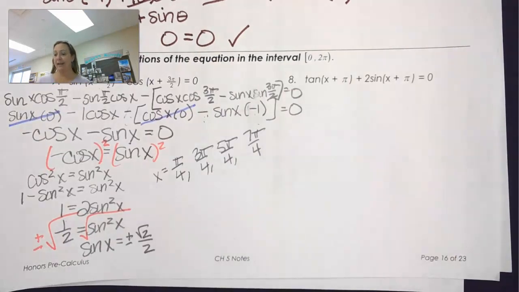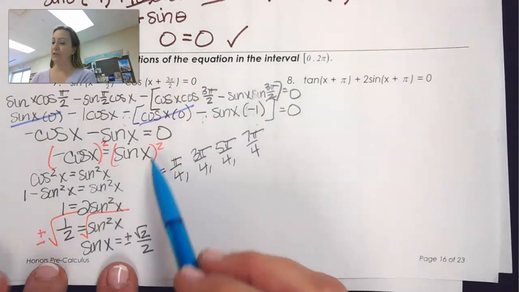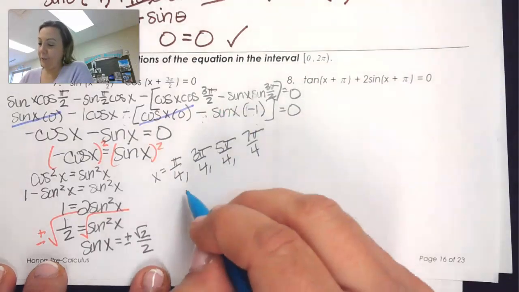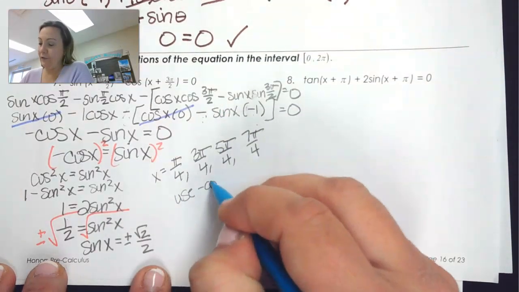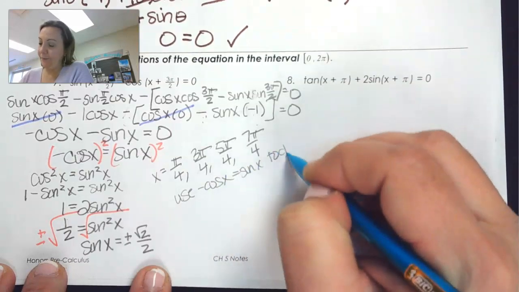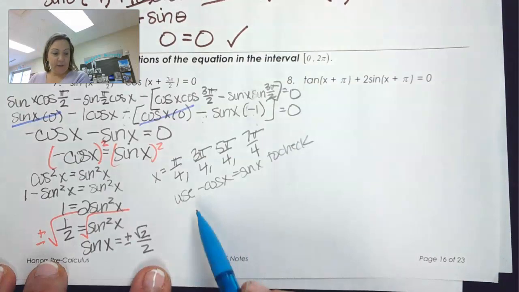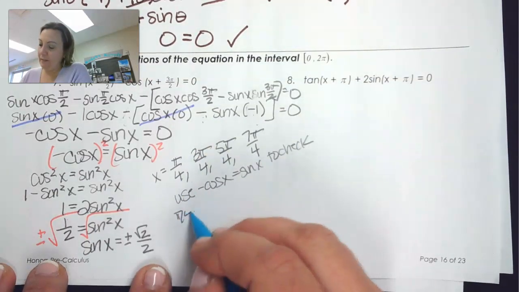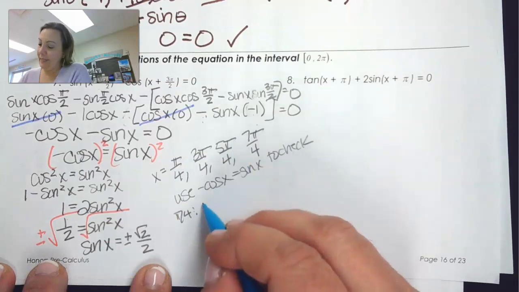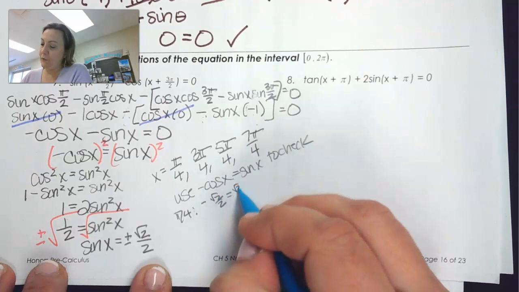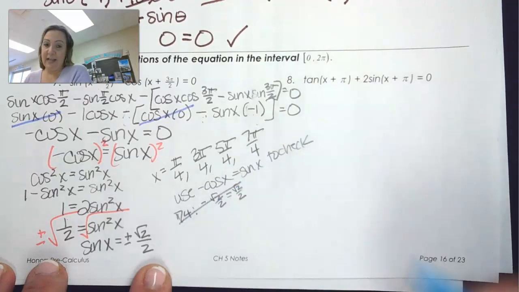But again, I bring this up because if we ever square as one of our tactics, we need to make sure that we're double checking. So what we can do is use this negative cosine x equals the sine of x to check, okay? And so if I look at pi fourths, that's going to be negative root 2 over 2 equals root 2 over 2. That's not going to fly.